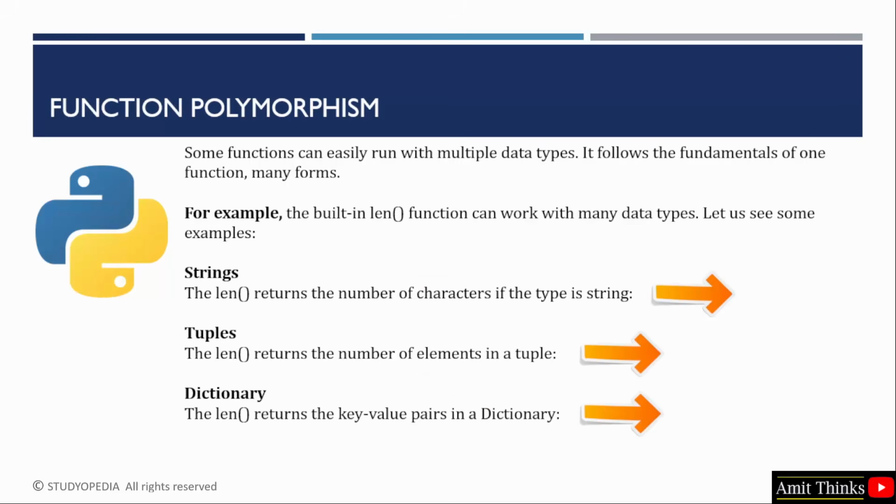Now let us see what is function polymorphism. The concept is the same. Let's say the function name is len, which is for length. It can be used with multiple data types and classes. We will see three examples here. That means the same len function will be used for strings as well as the tuple collection and the dictionary collection. Let us see the function polymorphism examples. We will use the len function to work with different data types.